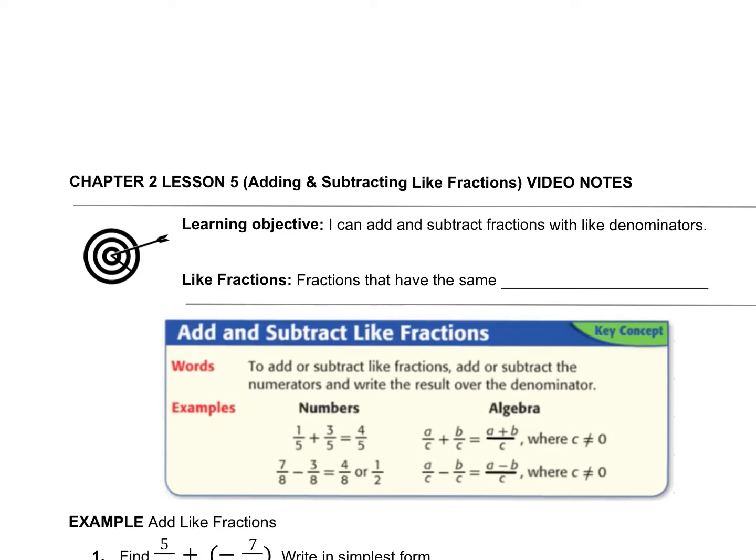Hello, dear learners. Let's get to another video lesson on the topic of adding and subtracting fractions. Today, you're going to add and subtract fractions that are alike, with like denominators.